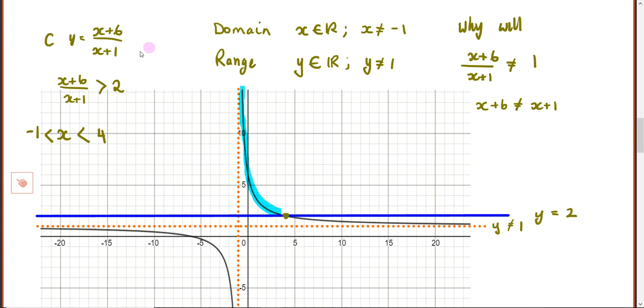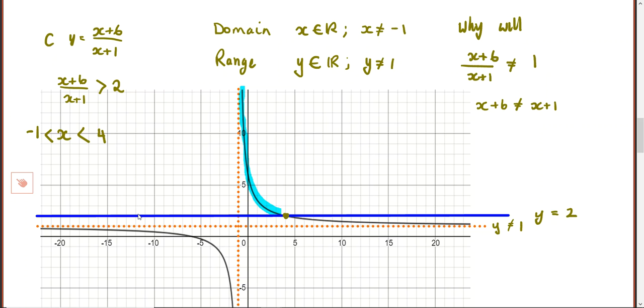Minus 1. Are there any other solutions in this sense? Can x be anything other than between minus 1 and 4? No. Because that's the only bit of the line that is above the blue line. That's it. Yeah? So we're looking for those.